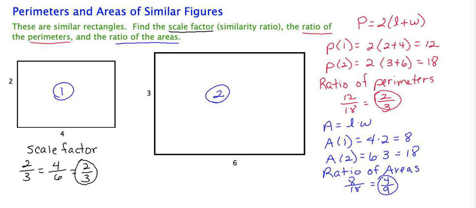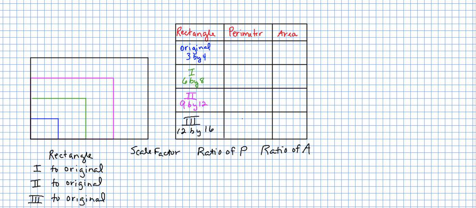So let's see if we can find a pattern. I've prepared some examples for us, several similar rectangles here. The first rectangle is a 4 by 3, and I've color coded this. There's my original, it's 4 by 3, and then the green one is 6 by 8, the pink one is 9 by 12, and the black one is 12 by 16. So I have them all here.